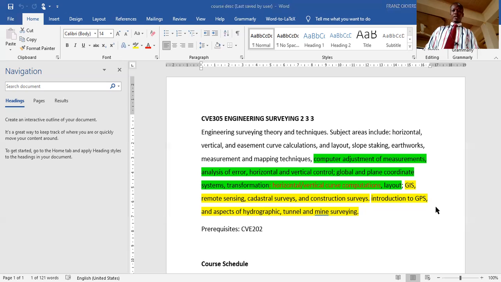Yes, sir. Okay, so we continue from where we left off. Do you have any question for me? Even though it's introduction, you don't have to ask questions. All right, so slope staking. Slope staking is where we need to actually tell that this place is too high, or you're not supposed to cut so much at a certain point.